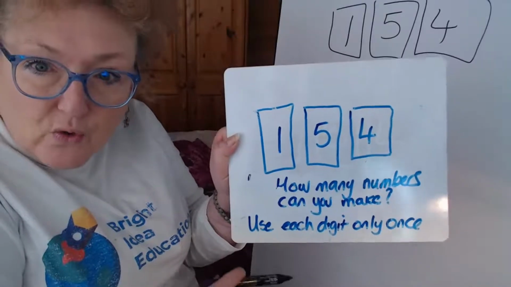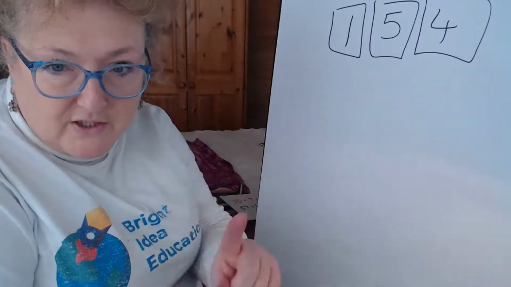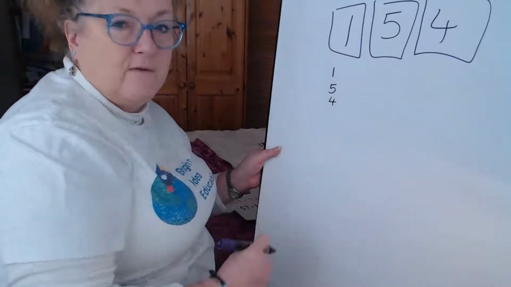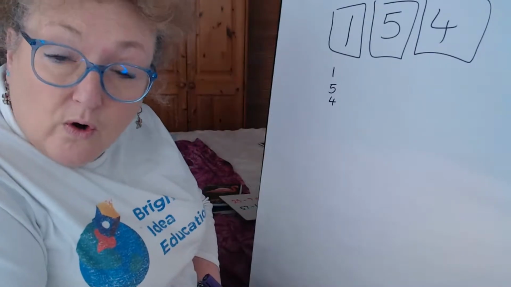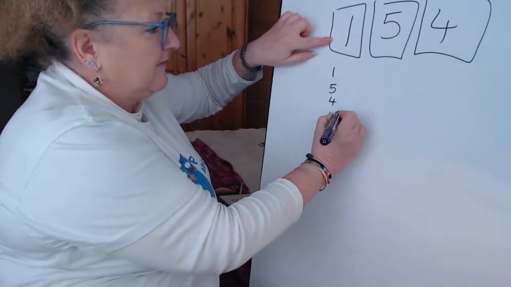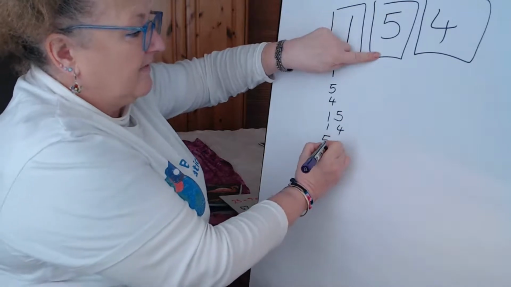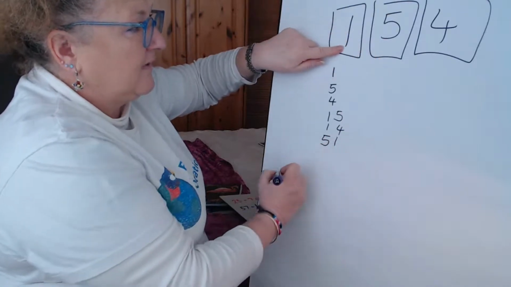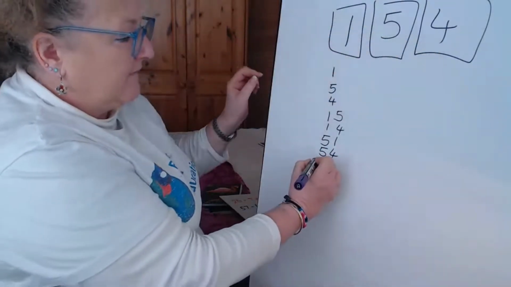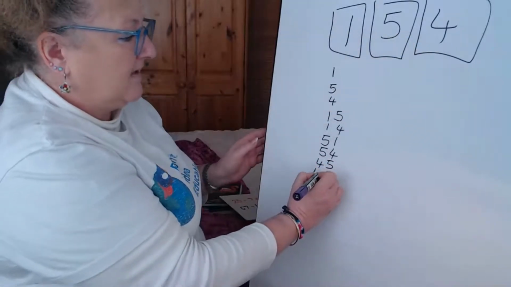Okay, but let's see. I'm going to work systematically. So I'm going to start, first of all, by thinking, what are all the 1-digit numbers I can make? Well, I can make 1, I can make 5, and I can make 4. Now I'm going to see, what are all the 2-digit numbers I can make? I'm going to start off with 1. Well, I can do 15, and then I can do 14. Now I'm going to start off with 5. I can do 51, and I can do 54. Now I'm going to put 4 first. I can make 45, I can make 41.